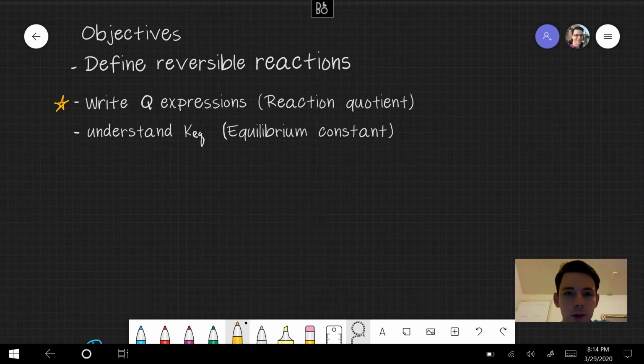Hello, everyone. Today we are going to look at a new topic. This is one of the first topics for Unit 9 called equilibrium reactions or reversible reactions.